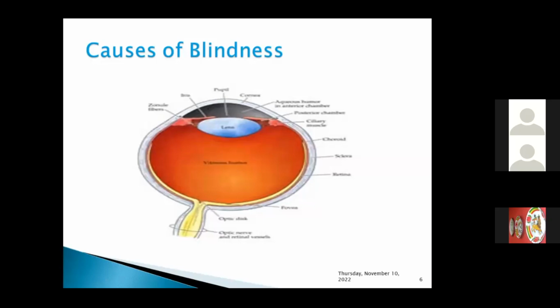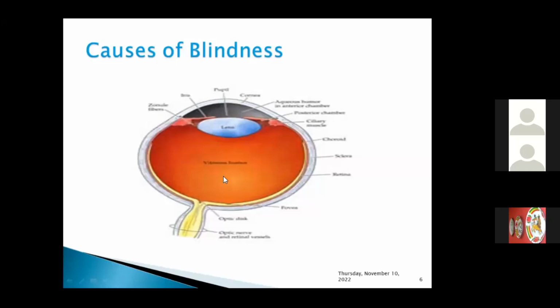Anything that happens in the anterior chamber, for instance hypopyon, which is an accumulation of pus in the anterior chamber, or hyphema, where there is blood in the anterior chamber, or sometimes post-uveitic inflammatory cells in the anterior chamber, can obstruct the passage of light through the cornea, through the anterior chamber, through the lens, to the retina. So anything that physically obstructs this can result in visual impairment or blindness.